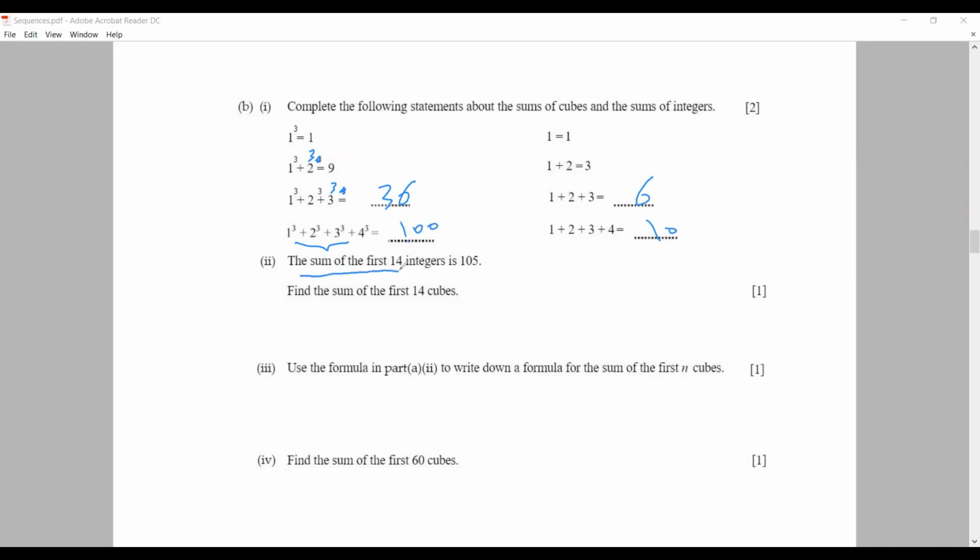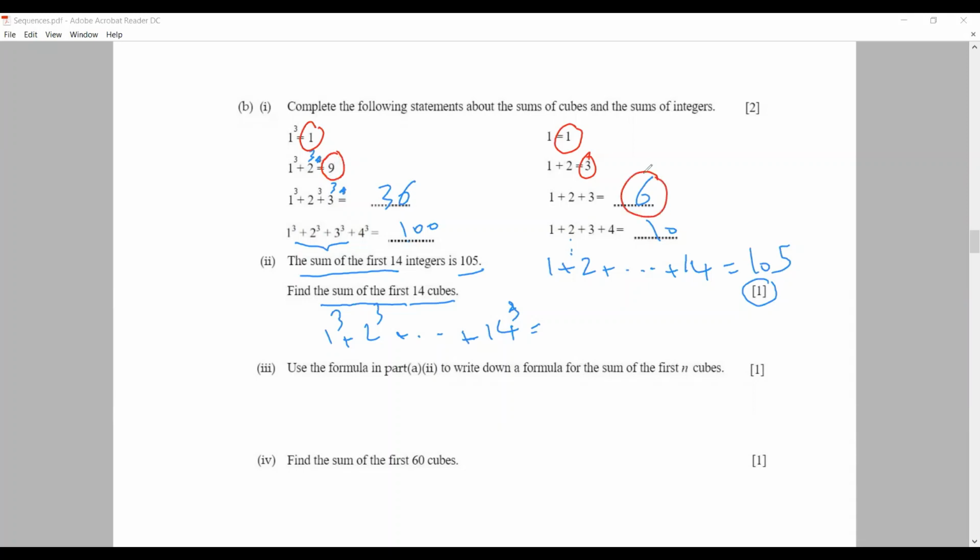So the sum of the first 14 integers is 105, meaning if you continue this pattern and you reach 14, this should be 105. They say find the sum of the first 14 cubes, meaning 1 cubed plus 2 cubed all the way to 14 cubed. At first glance, it's a bit scary, but look, it only carries one mark. It's easy, in fact, because there is a relation between these two columns. Let's see if we can find the pattern. If this is 1, this is 1. If this is 3, this is 3 squared, which is 9.